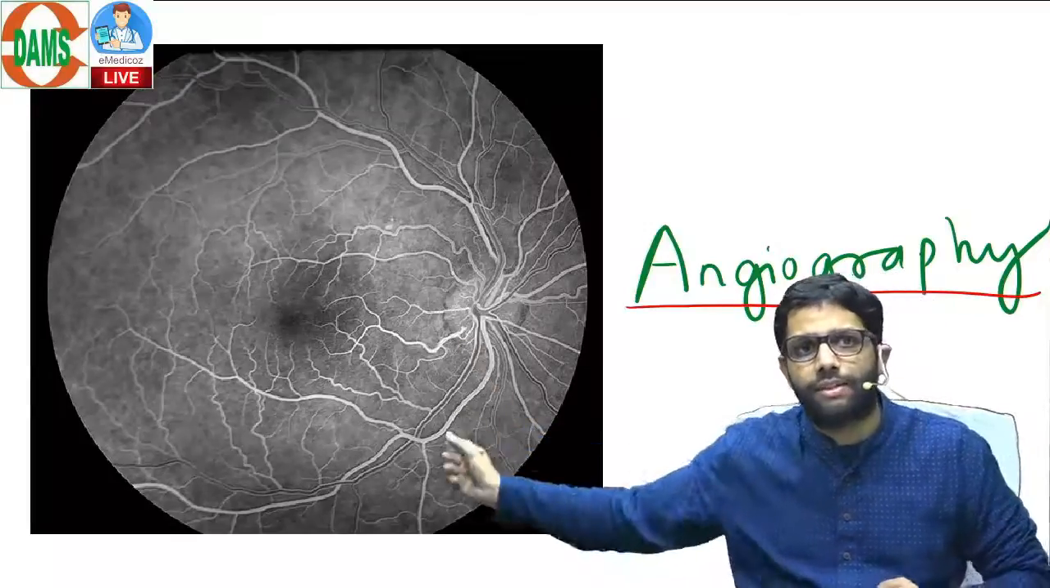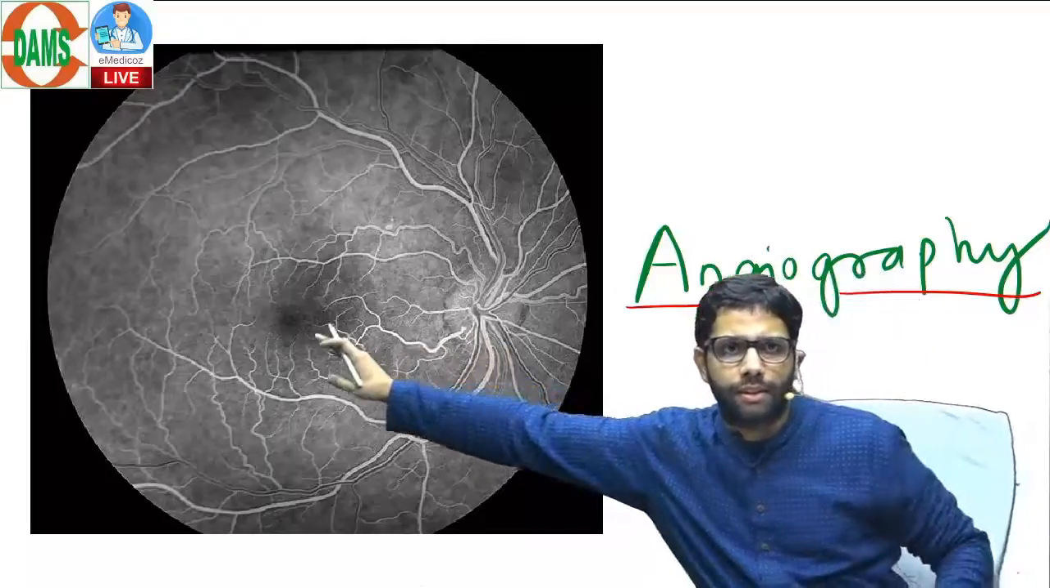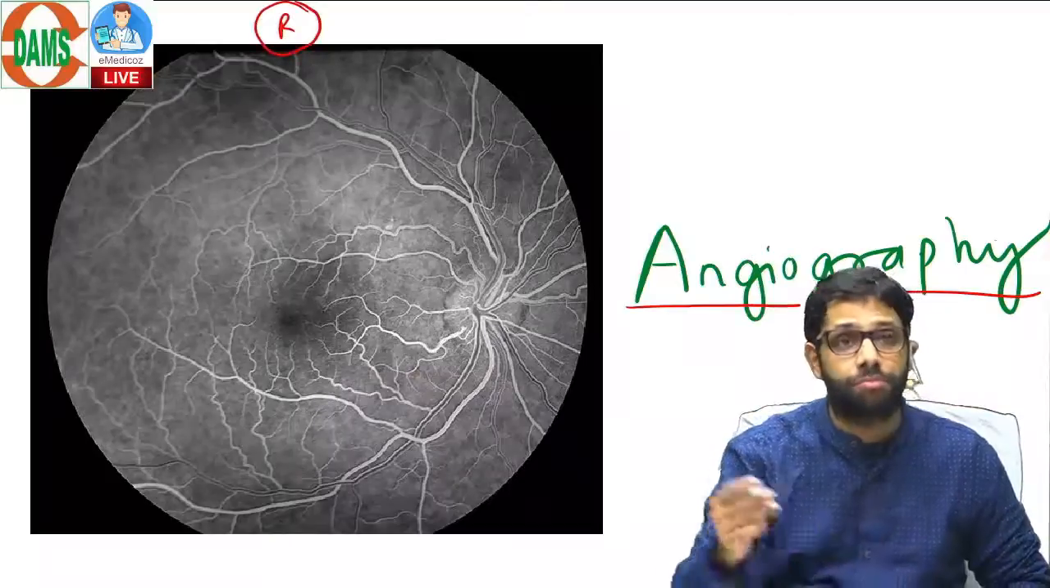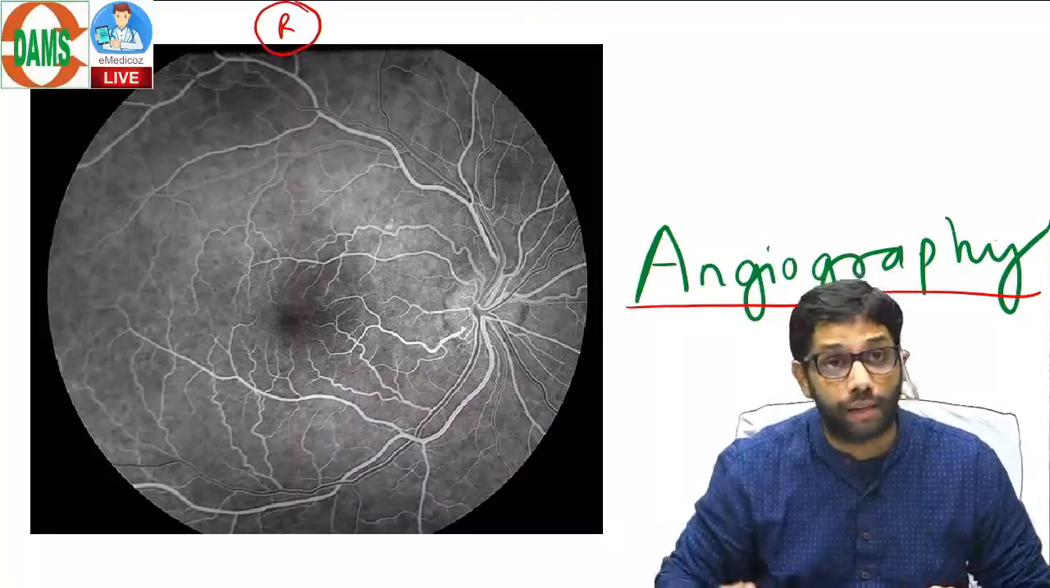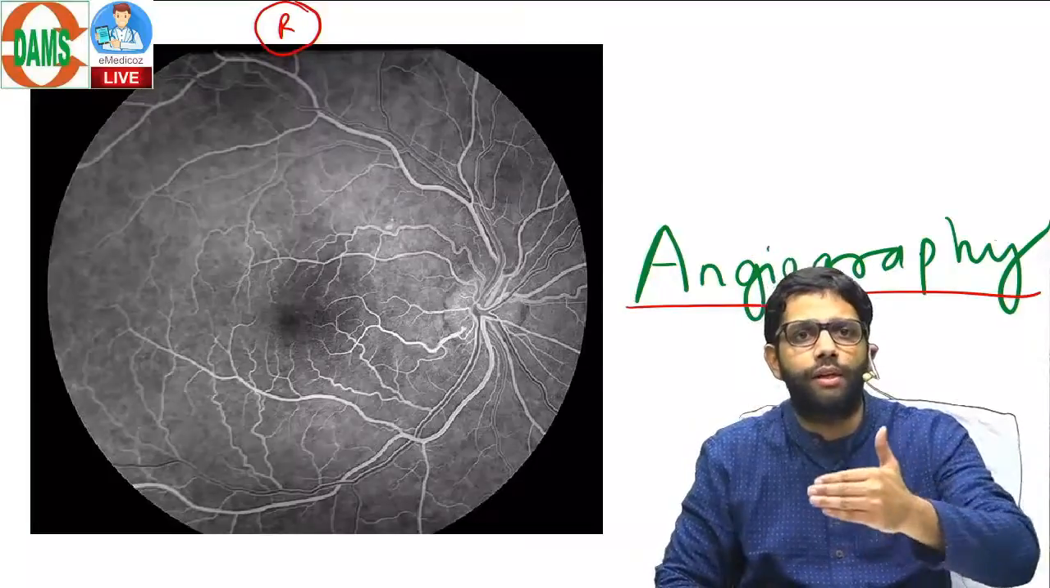Can you tell me which retina this is, right or left, from what I have taught till now? So this is the optic disc. This is the fovea on the right side. So it has to be the right retina. Yes, it is right fluorescein, right angiography. So how to start? It is a study of the vessels of the choroid and retina.